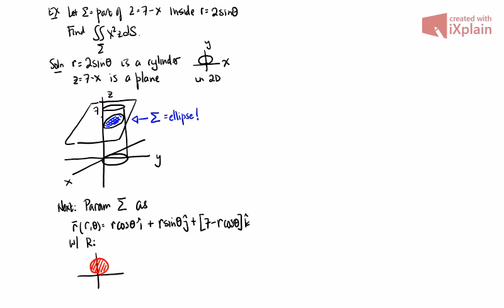Now, we're thinking of this r in an xy plane. But with r and theta, we would have theta between 0 and pi, and r between 0 and 2 sine theta. Now, just to be clear, the 2 is coming up right here. This goes out to 2, and this goes up to 2.